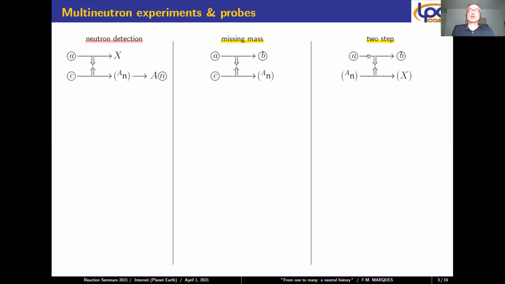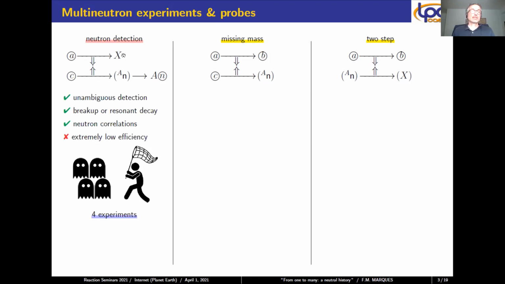And in the 2-step reaction, you have produced in a first step the multineutron. If it is bound, it will be able to interact with another nucleus and to produce this particle B. So if there is no other way to transform A into B, then you have proved the formation of this multineutron.